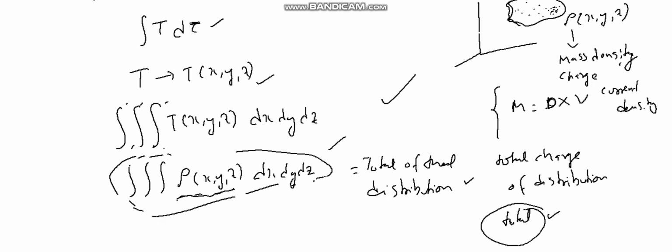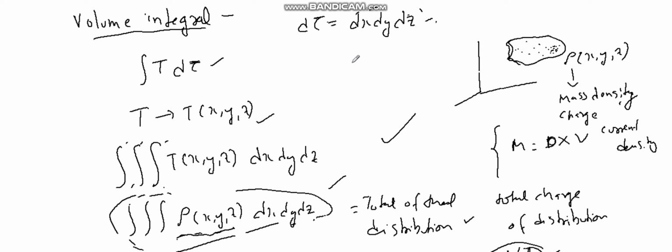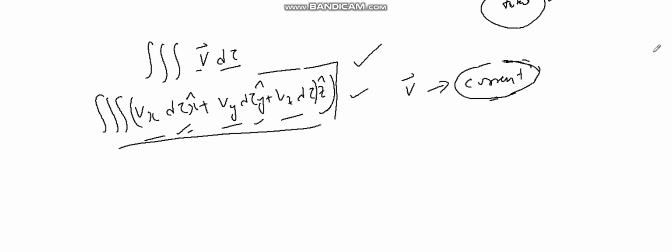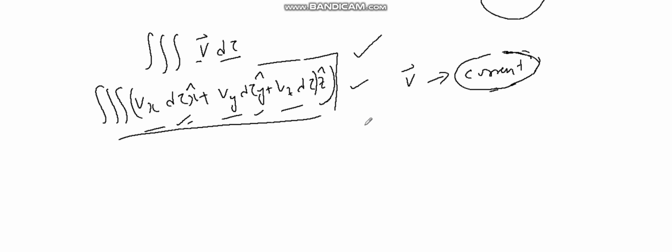Okay, so in summary I can say that we can write this volume integral either in the form of a scalar variable or a scalar field, or we can write it in the form of a vector field.